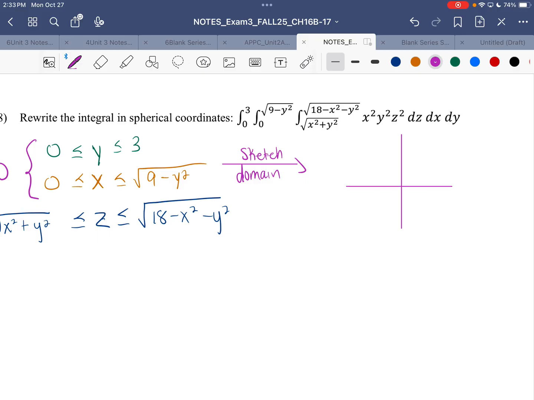All right, we're sketching in the xy. What shape is happening for x? X equals square root of 9 minus y squared. A semicircle. It's a semicircle in what 2 quadrants? 1 and 4, because that's where the x's are positive. All right, our domain, and then our y's are 0 to 3.